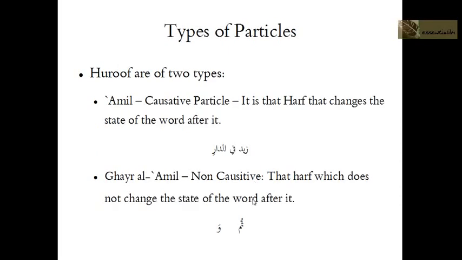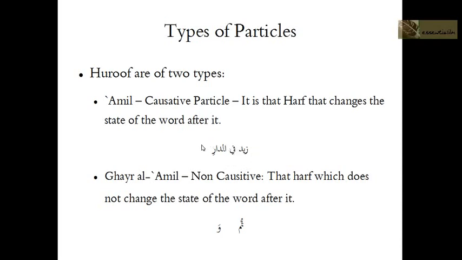And the types of particles. There are two types of particles, or huruf. One of them is amil, a causative particle. Basically, with some of the particles, if they're in front of a word, they change the state of the next word. Okay, now look at the example fi. Okay, because we have fi, the word dar has a kasra, right? Originally it would be ad-daru, but because of the fi, it's ad-dari, right? It is in the jar state, majrur state. Inshallah, that'll become more clear in the future.